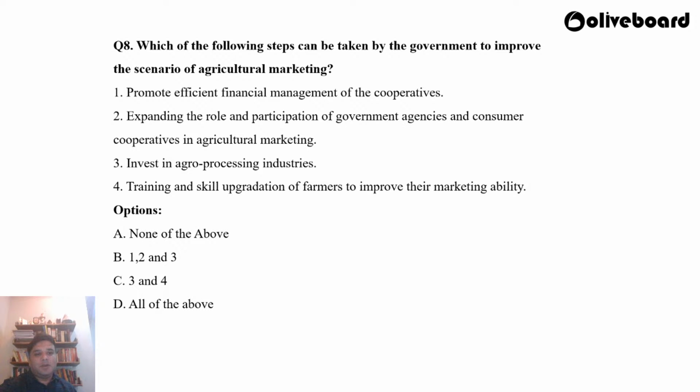agricultural marketing? First, promote efficient financial management of the cooperatives. Second, expand the role and participation of government agencies and consumer cooperatives in agricultural marketing. Third, invest in agro processing industries. And fourth, training and skill upgradation of farmers to improve their marketing ability. So I'll wait for 10 seconds for you to give the correct answer. Think about it and think about the correct answer. And if possible, you can also type it in the chat box so that I can interact with you.